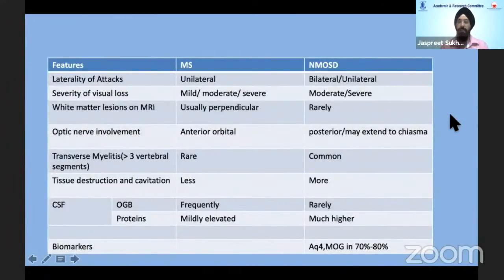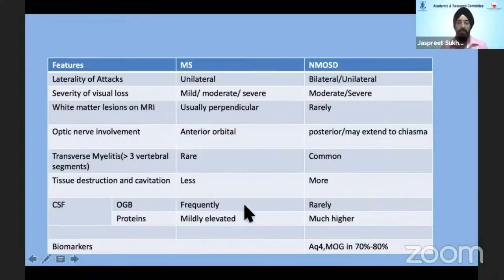So what's the difference between an MS-related optic neuritis versus a non-MS one? There is so much overlap between the phenotypes. It could be unilateral, it could be bilateral. The severity of visual loss can vary from mild to severe. So with so much overlap, what do you want to see? You want to investigate whether there are any lesions which are typical on MRI, what the optic nerve involvement is, whether it's anterior, middle, or posterior, or the whole nerve, whether it's extending to the chiasma, whether the spinal cord is involved, whether there is any tissue destruction and cavitation. MRI would give you an answer to all these things.